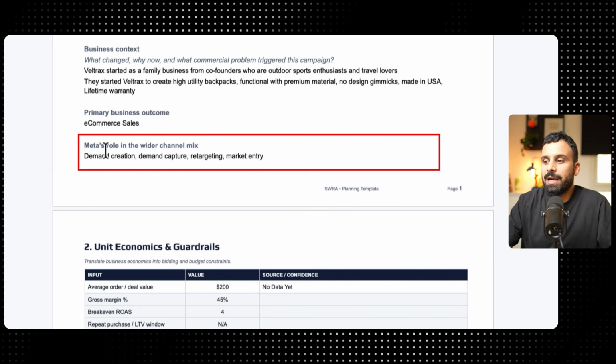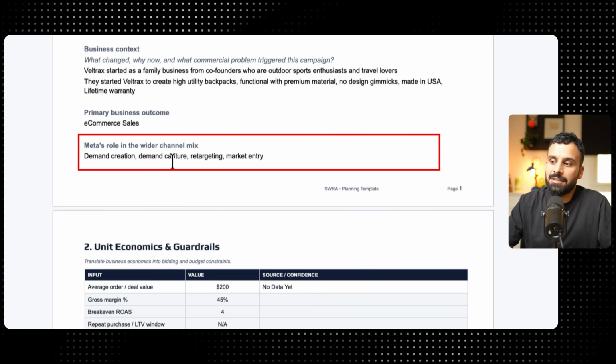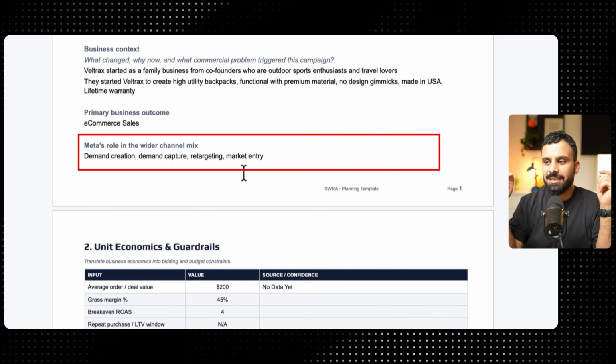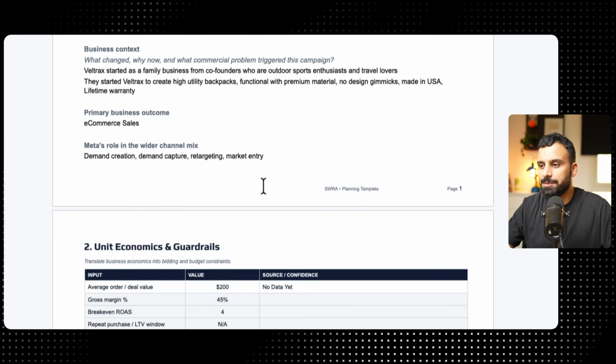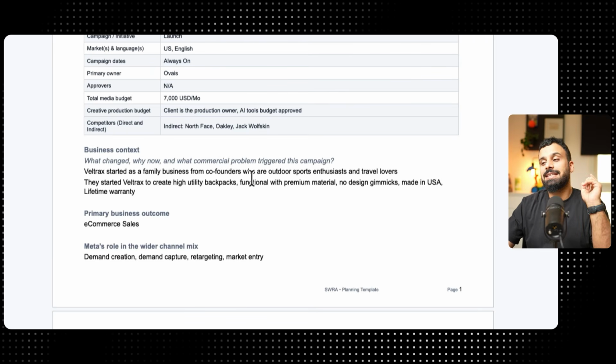Okay, Meta's role in the wider channel mix, very important to understand. Demand creation, capture and retargeting, and market entry, everything. In certain cases, you will work with SaaS platforms. They will say Meta's role in our overall channel mix is just to retarget users who have been to our website, from where we generate demand mostly from LinkedIn. With Meta, we just reach out to them on Instagram to keep them busy and be top of mind. This is very important to understand when you're working specifically on Meta. What is basically the objective.